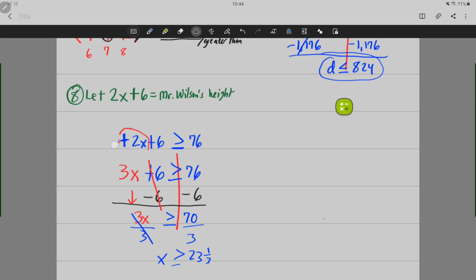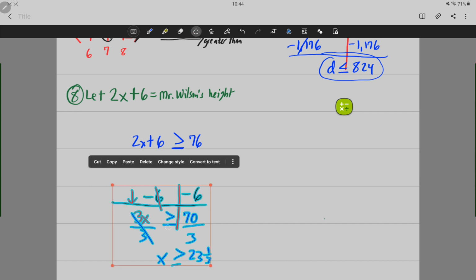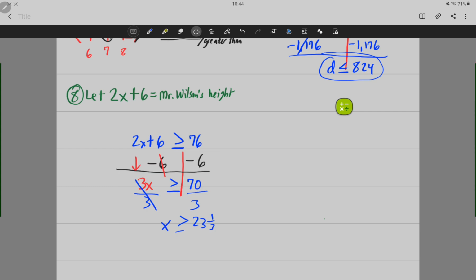So 2x plus 6. I'm keeping this here in the video just so you can see that sometimes math teachers make mistakes too. So we're just going to keep Mr. Wilson's height, and from that we can figure out the daughter's height. So this will change slightly, not a lot. So now it's just 2x plus 6 is greater than or equal to 76. And these steps pretty much will actually stay the same. Numbers will change a little bit.